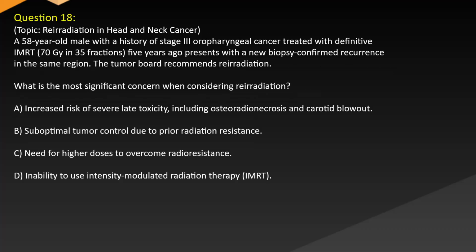Question 18. Topic: Reirradiation in head and neck cancer. A 58-year-old male with a history of stage III oropharyngeal cancer treated with definitive IMRT, 70 Gy in 35 fractions, 5 years ago presents with a new biopsy-confirmed recurrence in the same region. The tumor board recommends reirradiation. What is the most significant concern when considering reirradiation? A. Increased risk of severe late toxicity, including osteoradionecrosis and carotid blowout. B. Suboptimal tumor control due to prior radiation resistance. C. Need for high doses to overcome radioresistance. D. Inability to use intensity-modulated radiation therapy (IMRT).